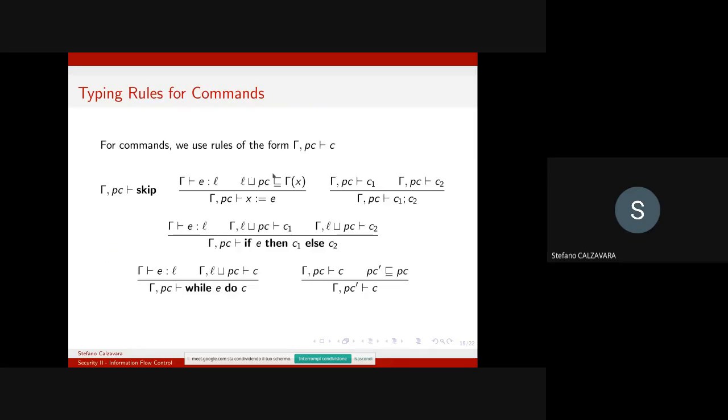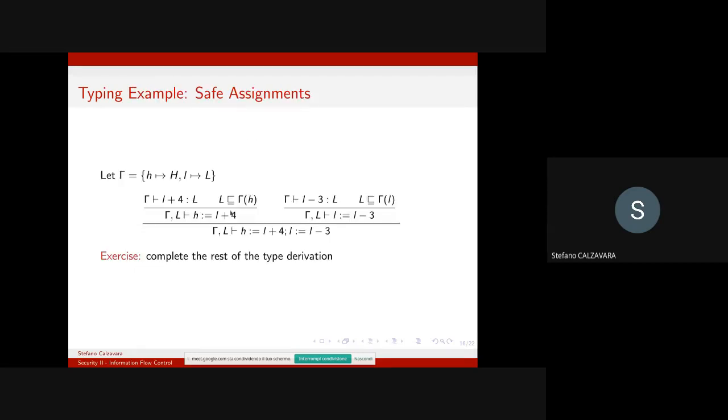Notice in the assignment rule that we pick the label of the expression, we join it with the PC, and we have to check whether this is lower than the label of the variable according to the typing environment. In this case, the PC label is low. This is joined with low, so it stays low. And low is less or equal than high. So this is fine. Again, here we're missing part of the type derivation, but building this part is straightforward, and I leave it to you as an exercise.